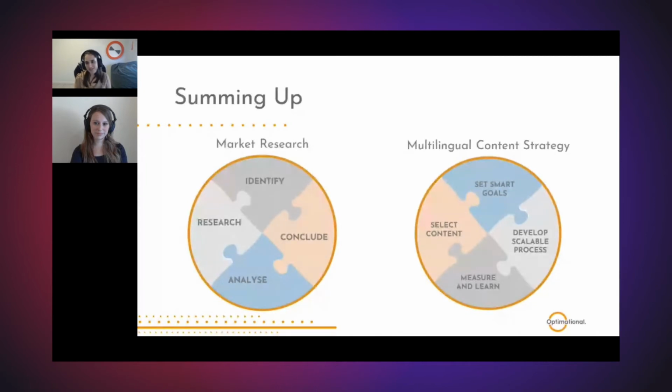It's an essential step of every successful business plan that allows businesses to understand the potential of success and risk in the new market. And once you've decided that expanding into a potential new market is worth it, you're reaching those goals with a multilingual content strategy that reflects all of those insights we've gathered.